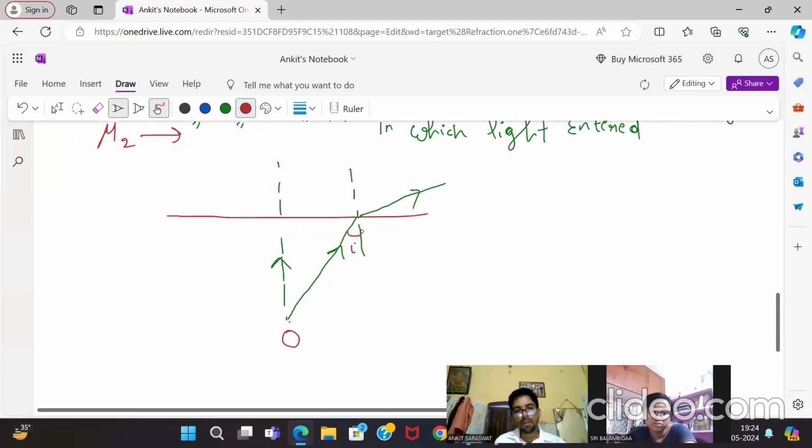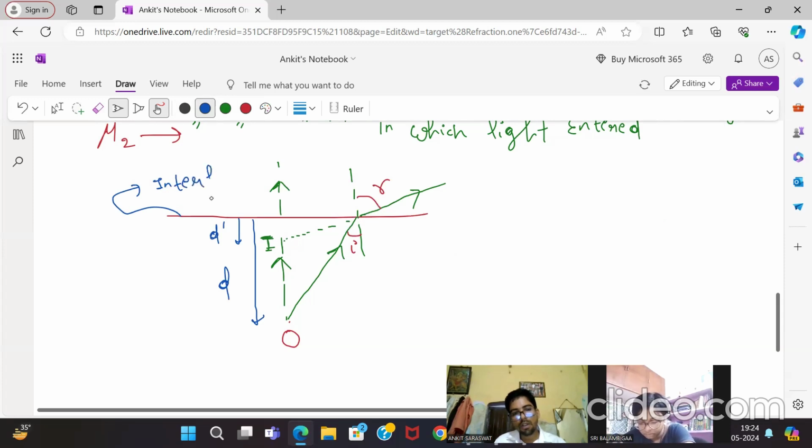This is I, this is R, and when you drag it back, then you will get this is the image. Clear? See, these two rays are not meeting anywhere. These are diverging rays. When you move them back, they appear to meet, not actually meet. This is known as real depth, D. Apparent depth is this, D dash. You will measure all distances from where? Interface or boundary. This is the interface or boundary.